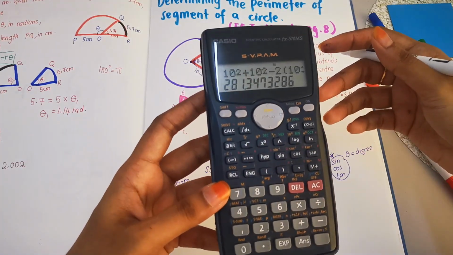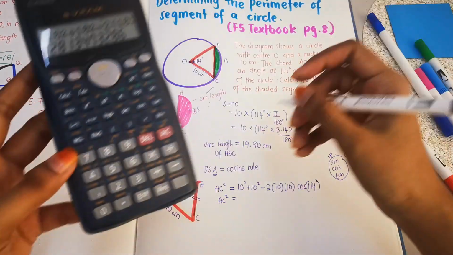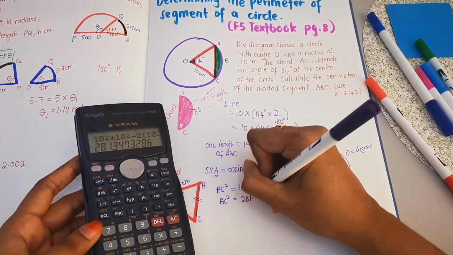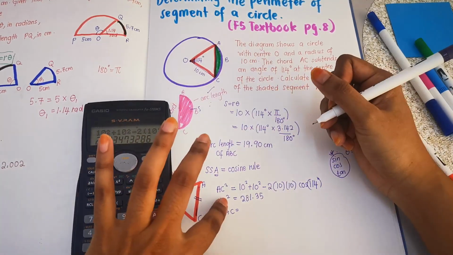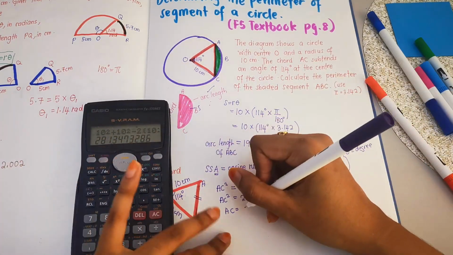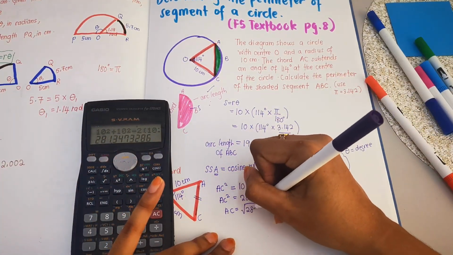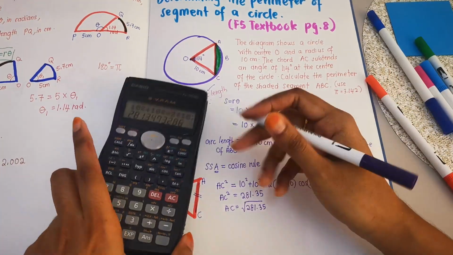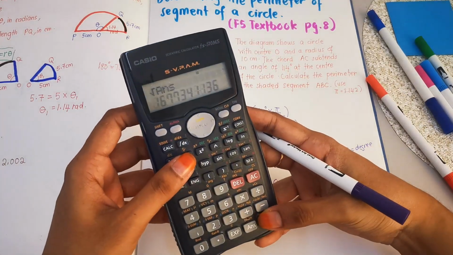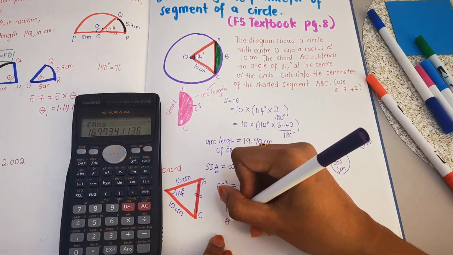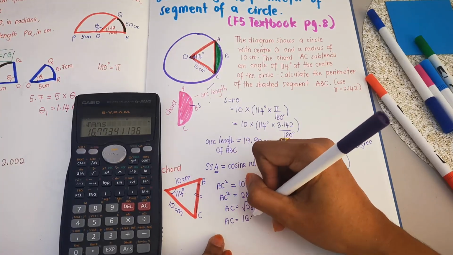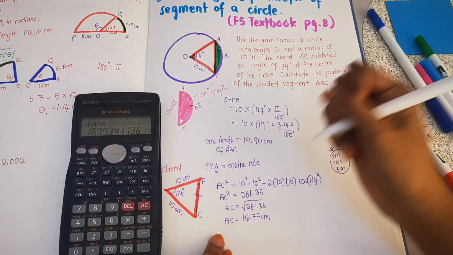Okay, so I get 281.35. So now how to find AC? This is squared, so bring over the square, so it becomes the square root of 281.35. The square root of 281.35 is 16.77 centimeter. So AC is 16.77 centimeter.